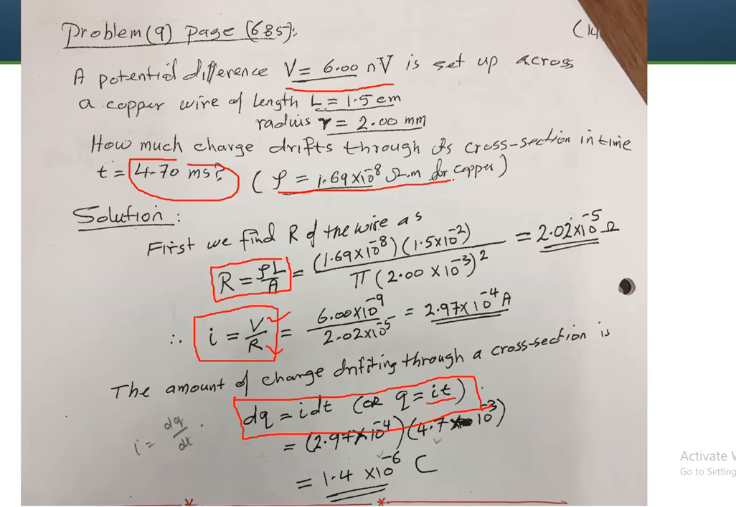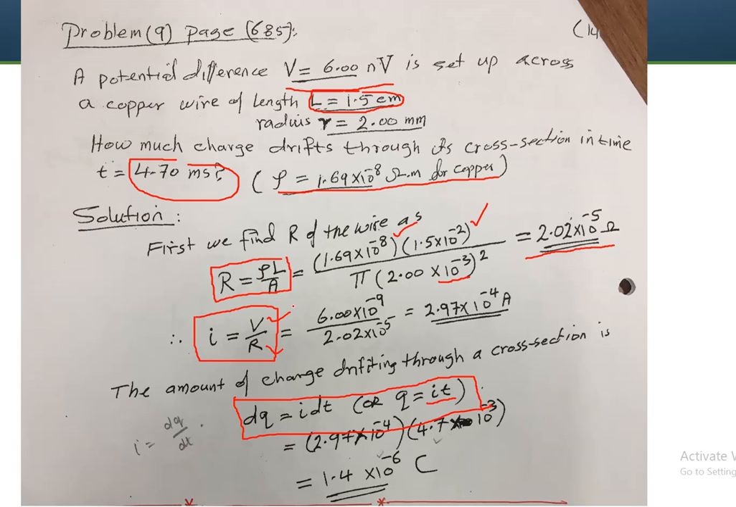This rho is a constant. Rho means resistivity. For copper, it is 1.69 into 10 power minus 8 ohm meter. So substitute the resistivity rho and L, the length of the material, which is given: L is equal to 1.5 centimeter, converted to 1.5 into 10 power minus 2 meter, and then pi r square, because it's a cylindrical wire, the area is pi r square. R is given as 2 millimeter, which has to be converted to meter, 10 power minus 3. So you'll get the value of R first.